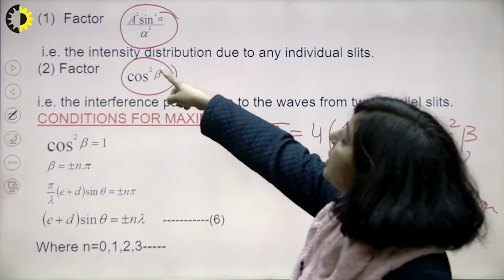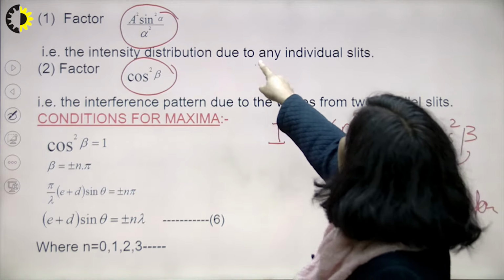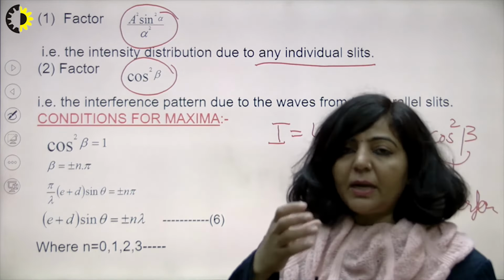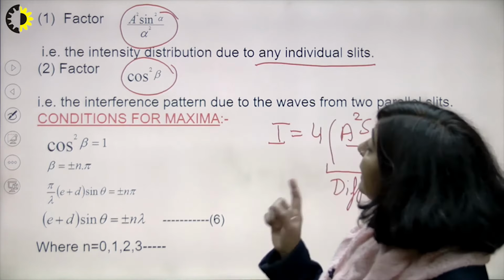The first one, A square sine square alpha over alpha square, is the intensity distribution due to any individual slit, meaning it is the pattern of a single slit. The second factor, cos square beta, is the interference pattern.